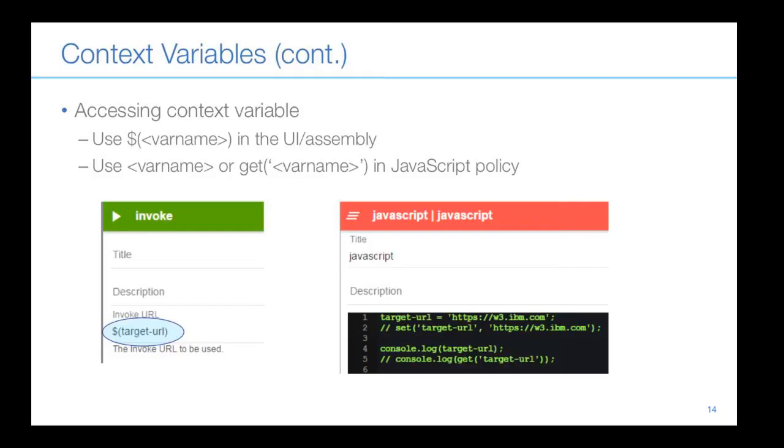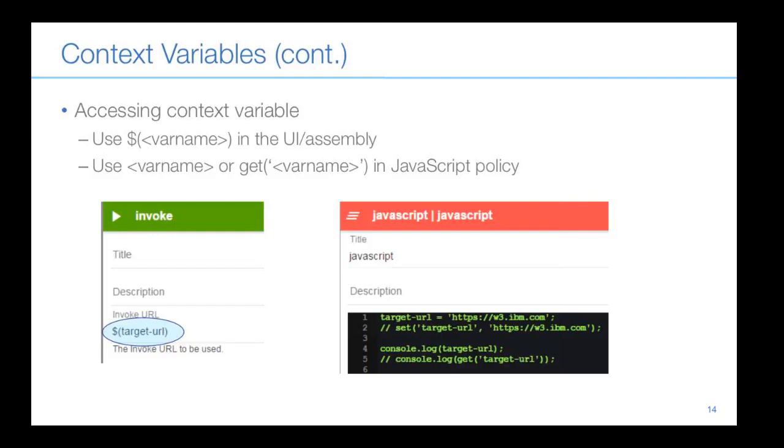And on micro gateway, there is a JavaScript policy. You can write a JavaScript code snippet and the micro gateway will run the JavaScript snippet for you. The way that you access the context variable within the JavaScript is simply to use the variable name or use the getter method.